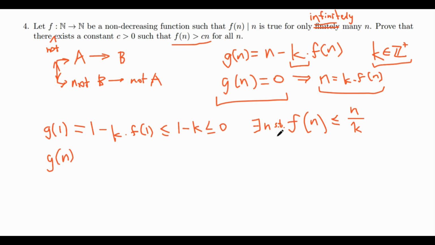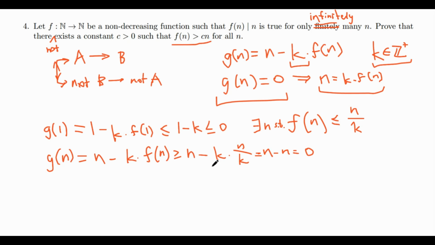For this, we just let c equal 1 over k, and by using this fact, this is true. So what does that tell us about g of n for this particular n? Well, let's just plug it in and find out. n minus k times f of n is equal to g of n. And f of n less than or equal to n over k means that this thing is greater than or equal to n minus k times n over k, which equals n minus n, which is equal to 0.